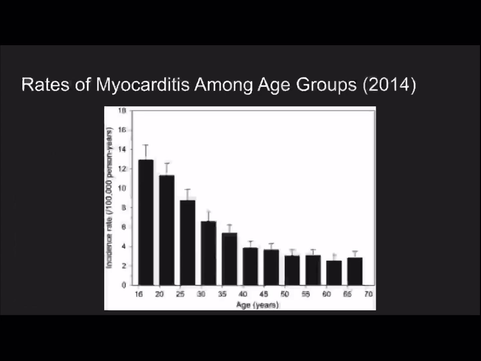So this is a diagram showing the rates of myocarditis among age groups. And like I was saying, you can see that in early age groups, mostly between the ages of 16 and 30, the rates of myocarditis are very high. And then as a person ages, the rates drop down significantly.